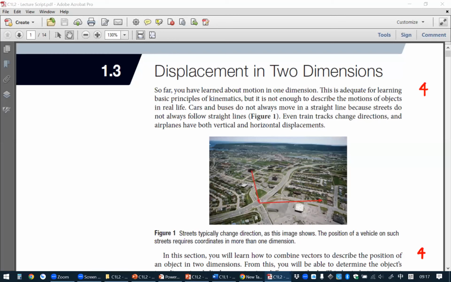So previously, we have talked about section 1.1, motion and motion graphs, and section 1.2, equations of motion. So today, let's have a look at the second lesson of chapter 1. There are two topics in C1L2, which are displacement in two dimensions and velocity and acceleration in two dimensions. Today we'll have a look at the first part of this lesson, which focuses on displacement in two dimensions.